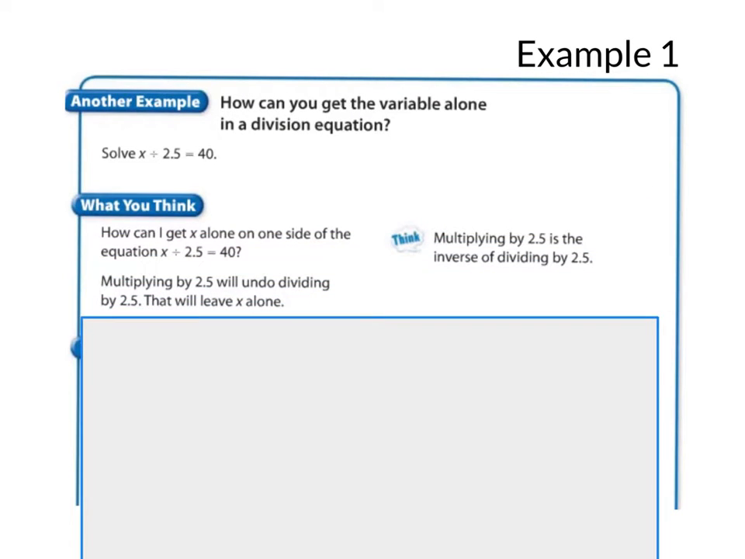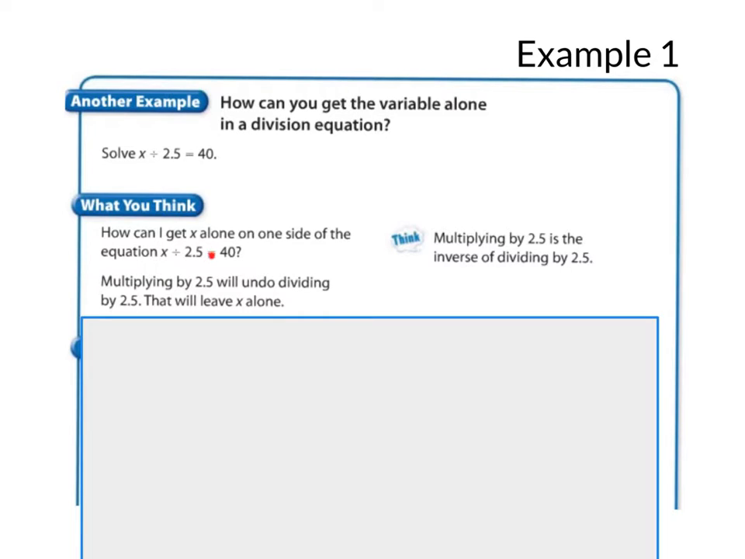So I'm thinking, how can you get x alone on one side of the equation? X divided by 2.5 equals 40. I want to know what x equals. All right, well, if I multiply by 2.5, that will undo the dividing by 2.5, which is the inverse. And that will come up with an answer where x is by itself.